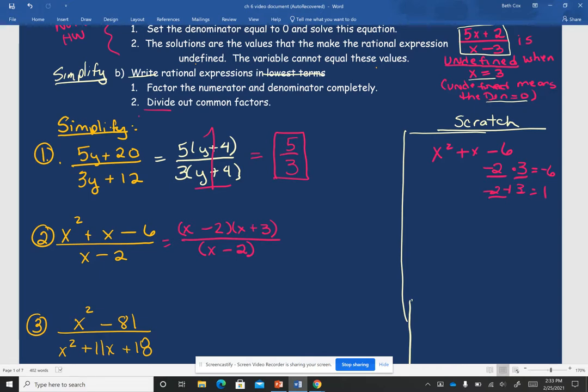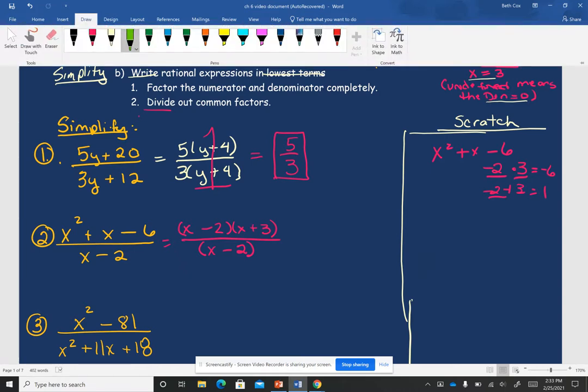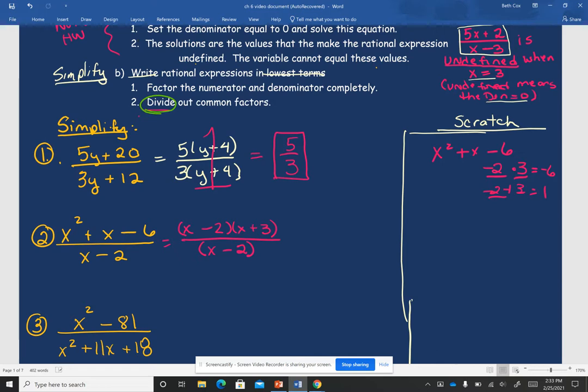So that was step 1, and I factored. Now I'm going to divide out the common factor. If you'll notice, x minus 2 and x minus 2 is the same, so that is a 1. And so this is x plus 3 over 1, or just x plus 3.